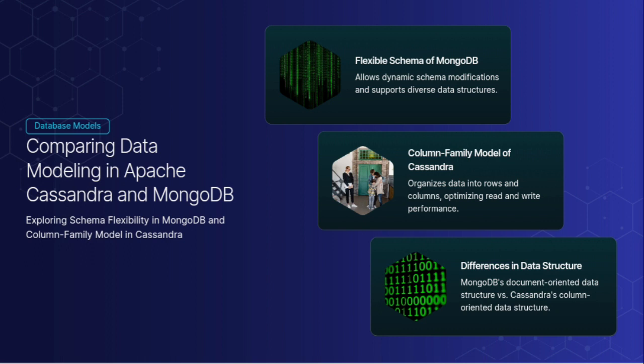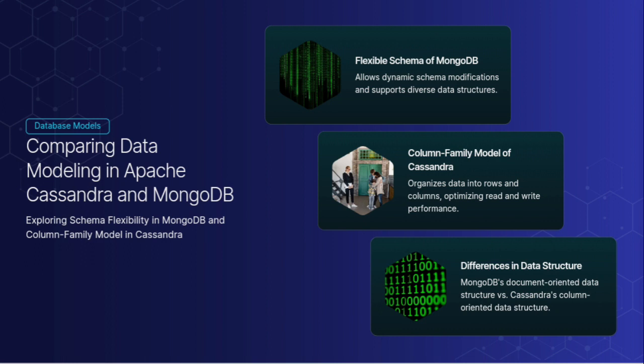Now querying capabilities. Apache Cassandra is optimized for fast writes and scalable data storage, supporting limited query capabilities with the SQL-like Cassandra Query Language, while MongoDB provides rich querying capabilities including ad hoc queries, aggregation pipelines, and secondary indexes, making it versatile for diverse use cases.